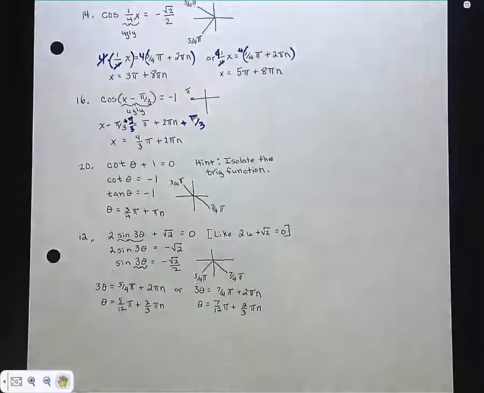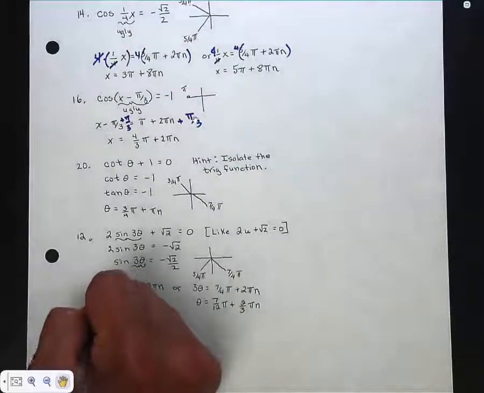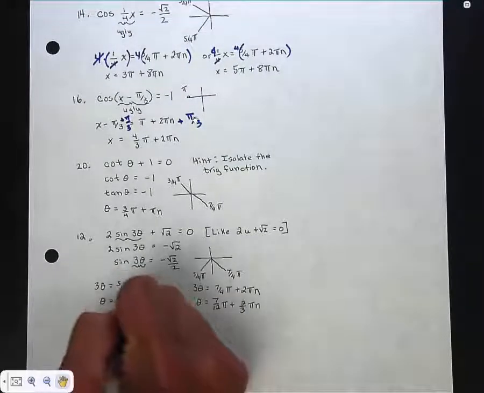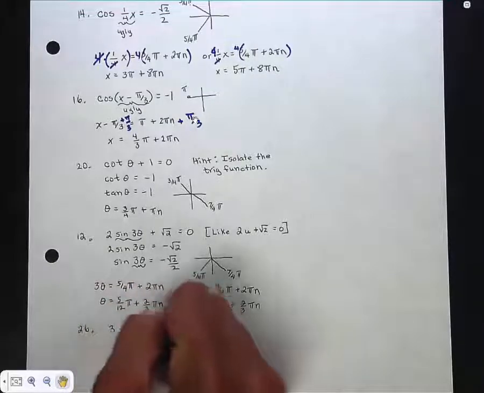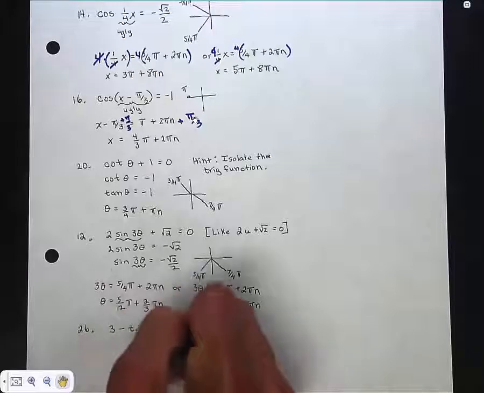I have one more, and then I'll show you another trick that you might have to use. Number 26 is asking us to solve 3 minus tangent square beta is 0.